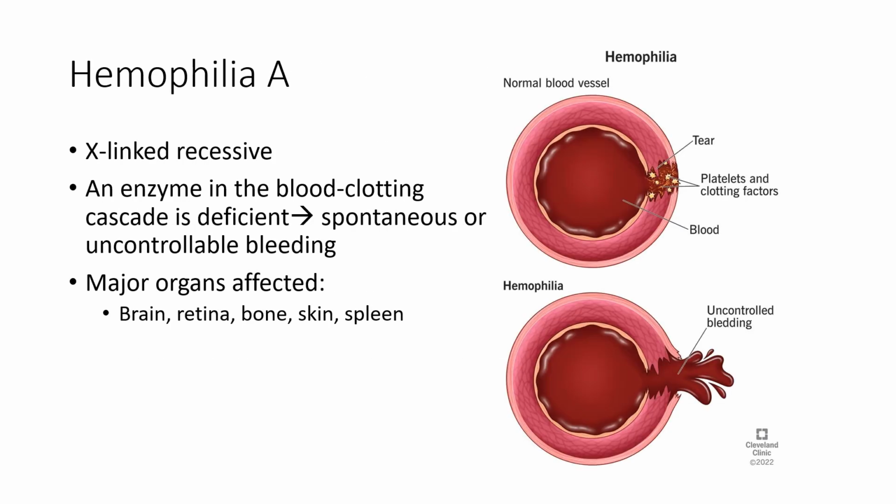Hemophilia A is one of the most well-known X-linked recessive disorders, and it involves a deficiency of factor VIII, a key player in the clotting cascade. When factor VIII is missing or defective, clots don't form properly. This leads to spontaneous bleeding or bleeding that won't stop after even minor injuries. The most dangerous sites of bleeding include the brain, as in intracranial hemorrhage, the joints and bones, skin and soft tissue, internal organs like the spleen.